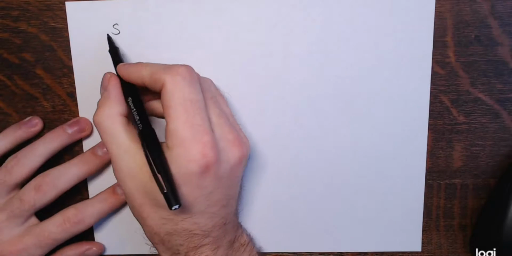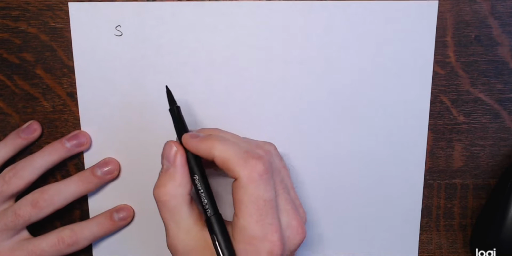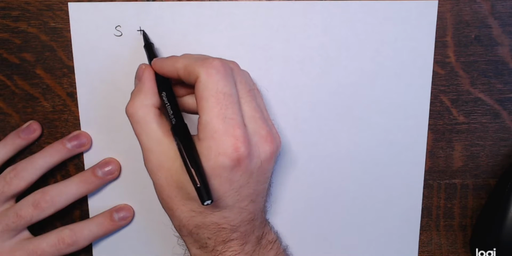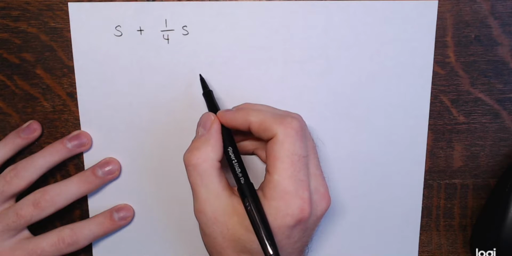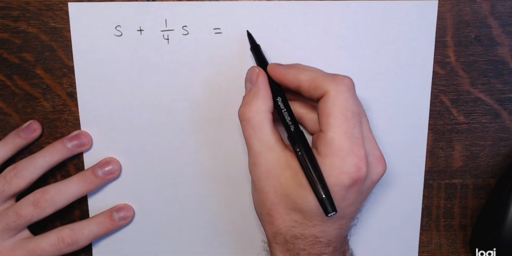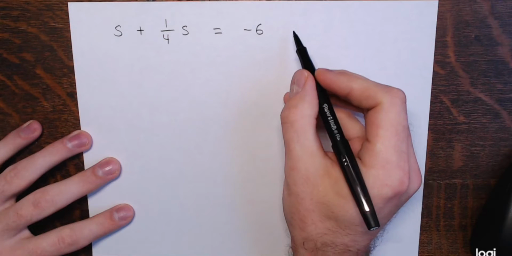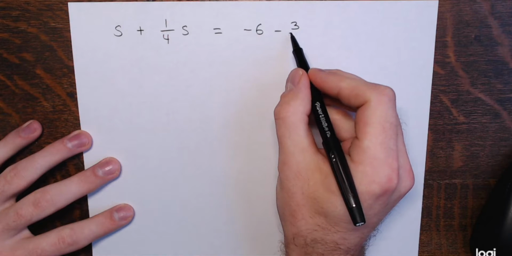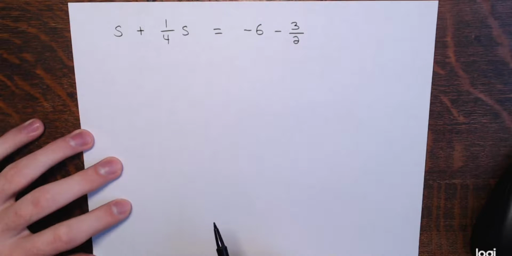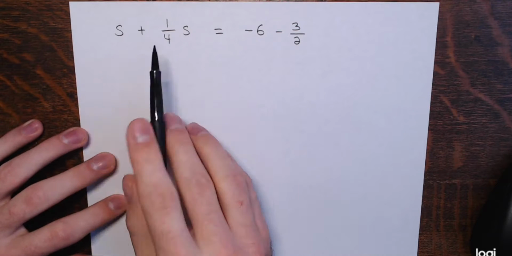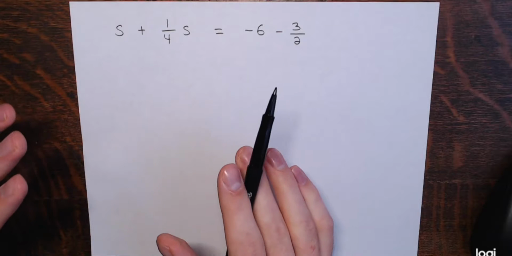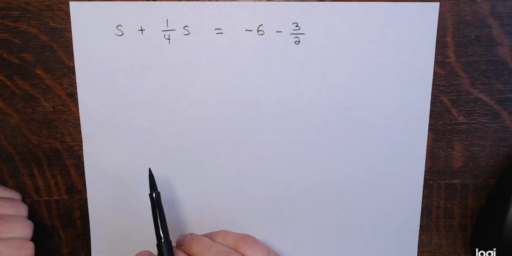Alright, so we're given s, that's 1s, right, if you think about it, 1 times s, plus 1/4 times s equals, and then on the other side we have -6 minus 3/2. Now on the left side, you can keep the fractions. So this is method 1. The first method is keep the fractions the way they are, and then we combine stuff.